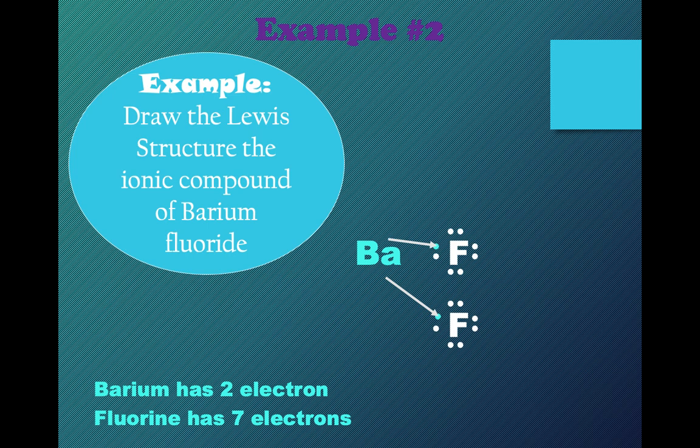As a result of the transfer, barium just lost 2 electrons, so it becomes +2, and each fluorine has gained 1, so each fluorine is -1. I don't need to add anything else because the barium has lost all of its electrons and the fluorine has gained all of its electrons.